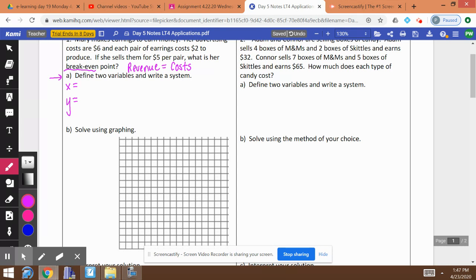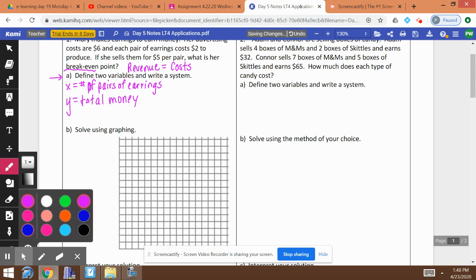Now, we got to think what depends on what. The money that you're either earning or spending depends on the number of earrings that she sells. So I'm going to say X is the number of pairs of earrings. And then Y is basically your total money. So that could either be your costs or your revenue. Now, that's kind of really what we're thinking about.